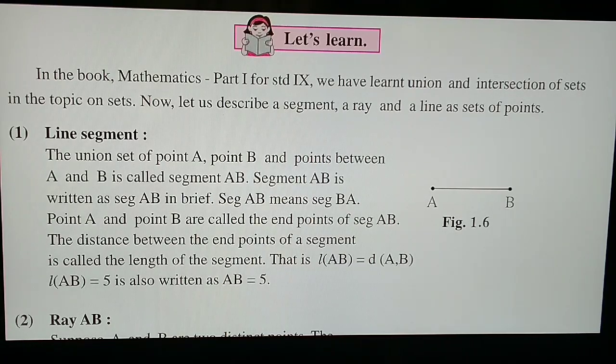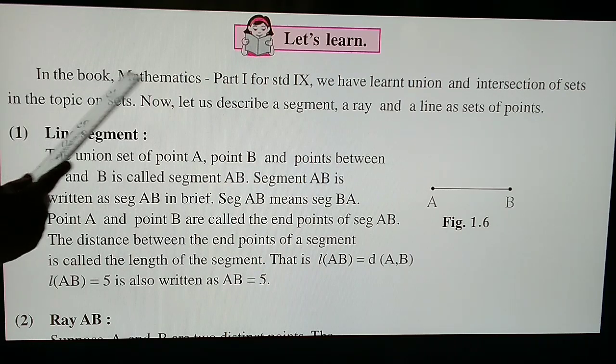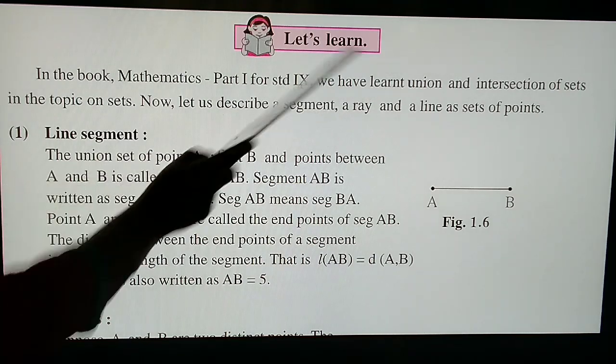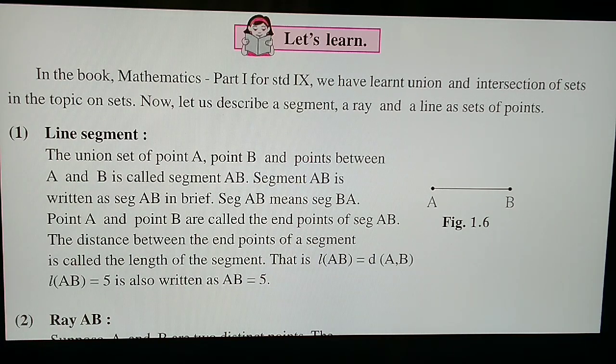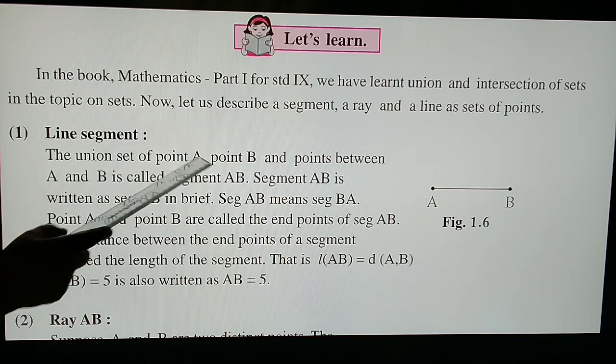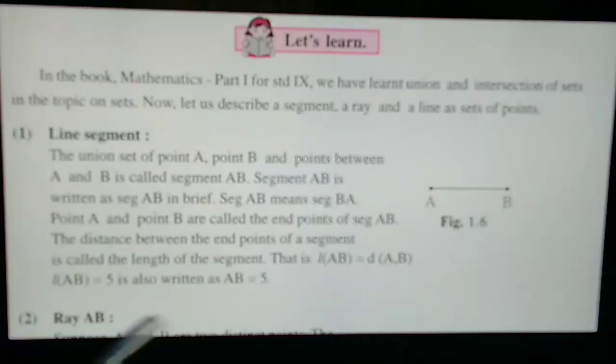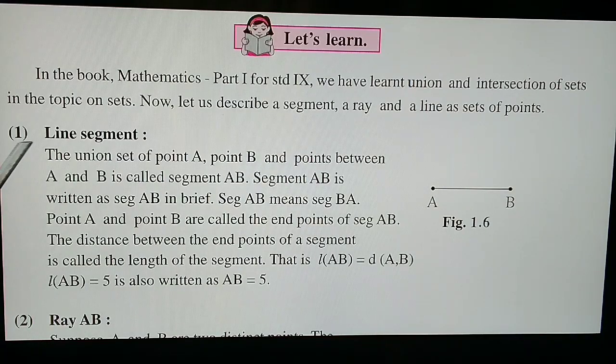Now we see the next part of this chapter, that is the line segment. In the book Mathematics Part 1 for Standard 9, we have learned the union and intersection of sets in the topic on sets. Now in this chapter, we see the segment, ray and line as a set of points. See the first, that is the line segment.